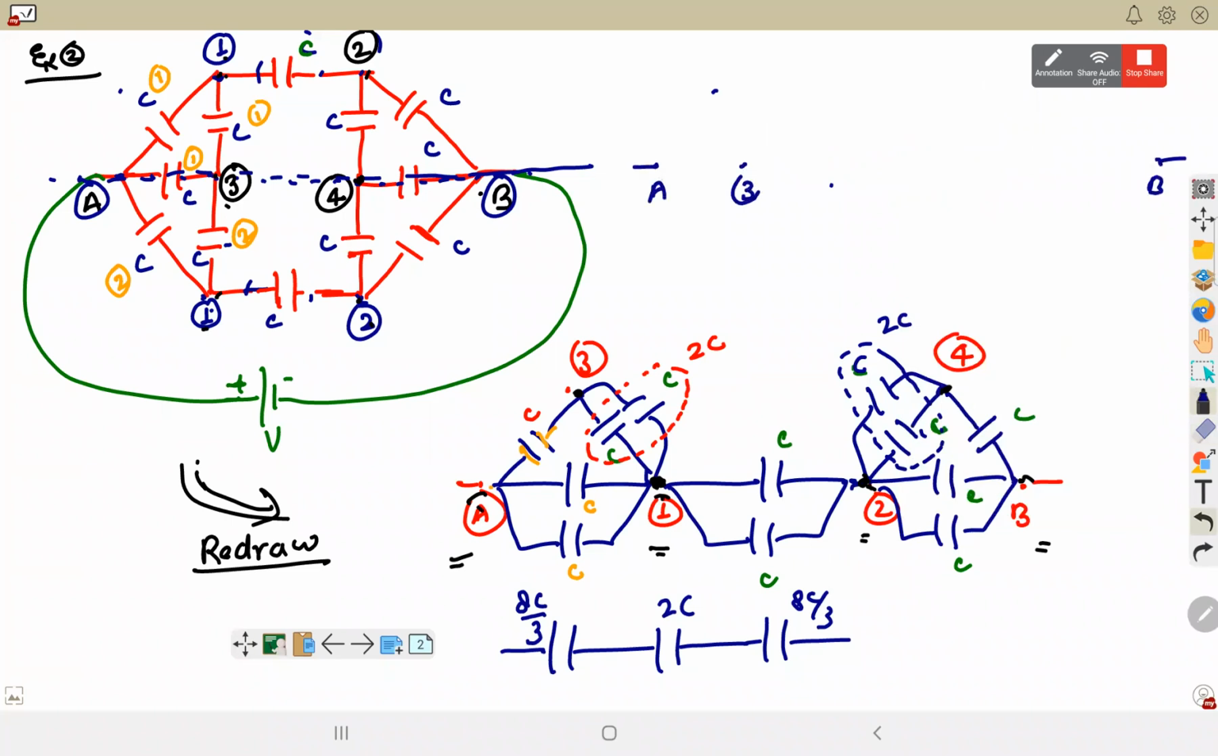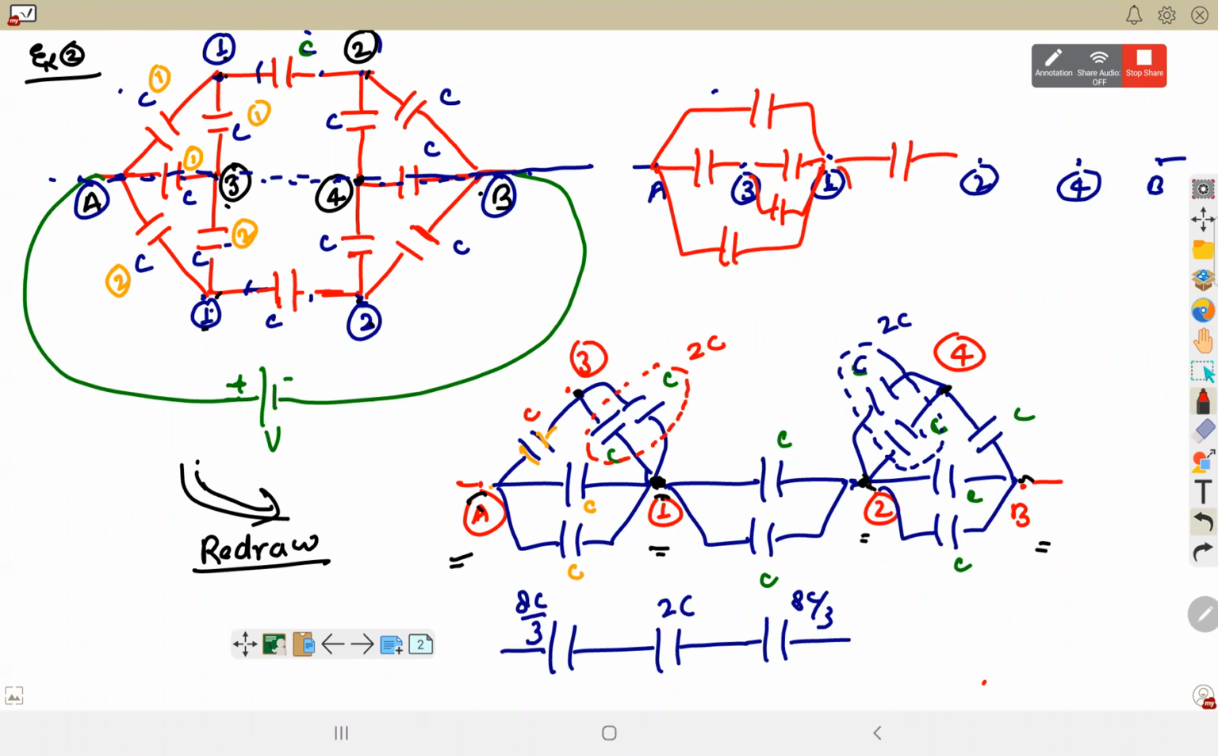A is connected to 3 first and then to 1. Likewise 2 and then 4. Even in this case, you can connect the same circuit. A to 3, how many capacitors? 1. 3 to 1, how many capacitors? 2. A to 1, how many capacitors? 2. Maybe one from the top, one from the bottom. 1 to 2, how many capacitors? 2. 2 to 4, how many capacitors? 2. 4 to B, how many capacitors? 1. And 2 to B is 1. If you check, it is exactly the same circuit. Yes, sir.